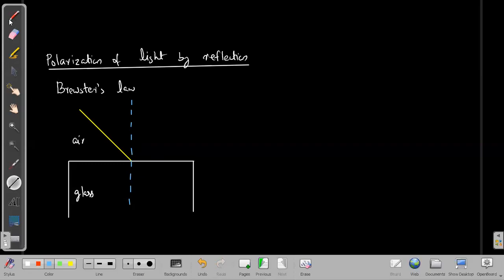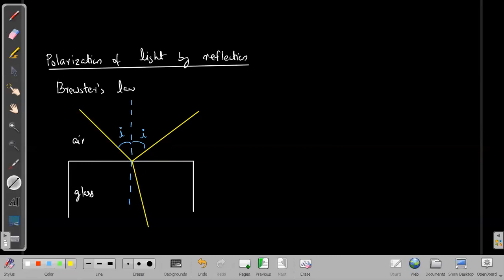Before that I have to just draw the normal to it. Okay, and this I can denote by the angle of incidence, usually denoted i. Some portion of the light would be reflected, and the angle of incidence and the angle of reflection should be the same according to the law of reflection. This must also be equal to i.